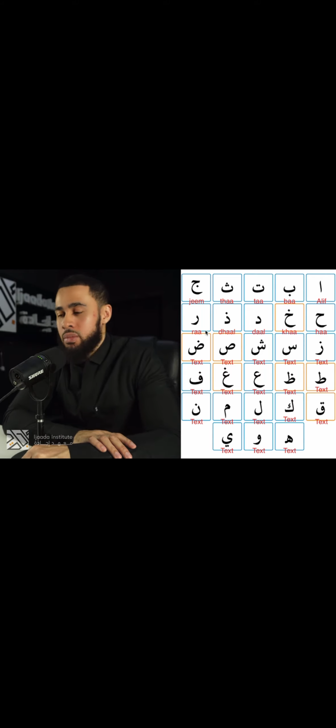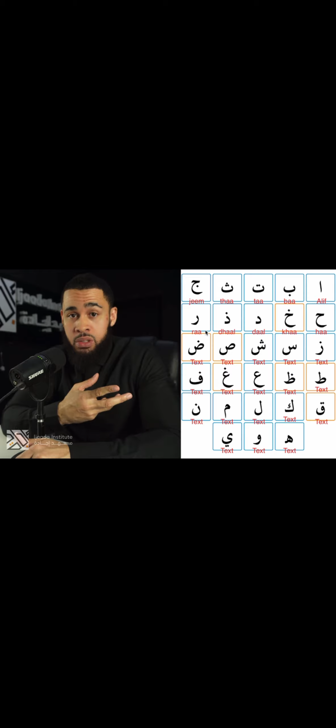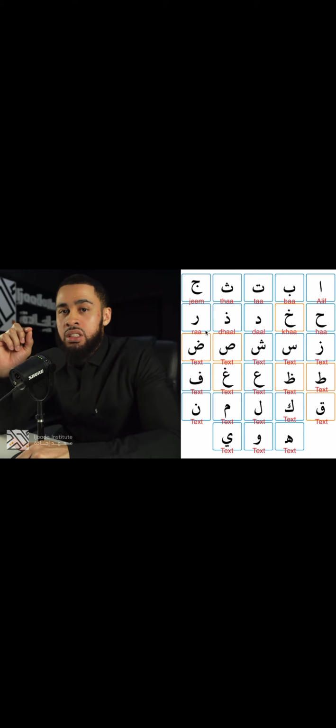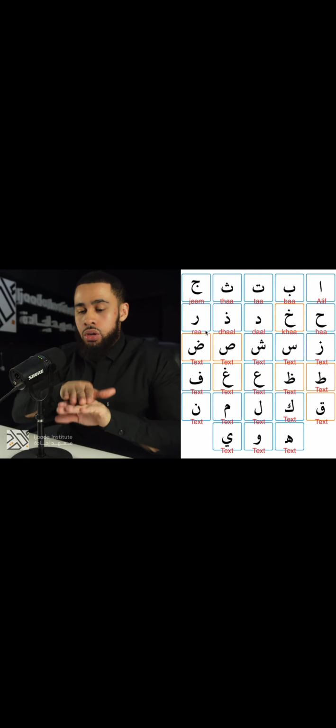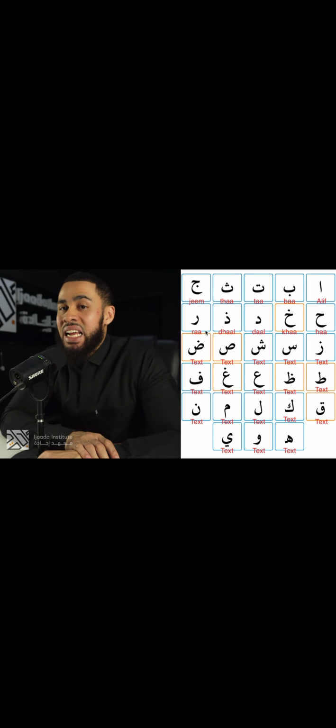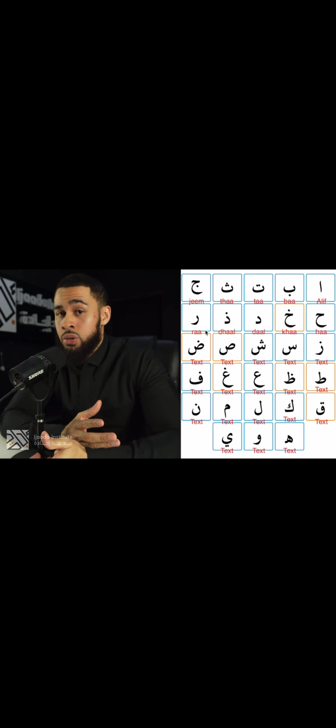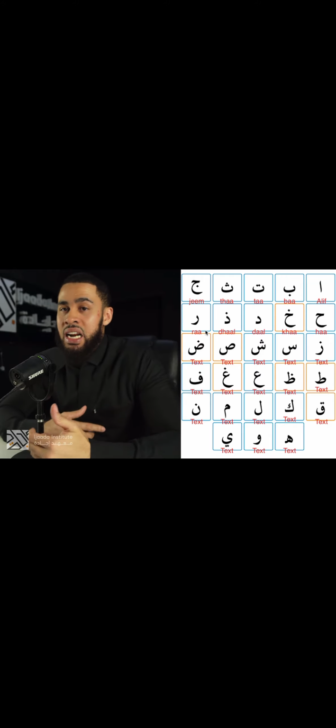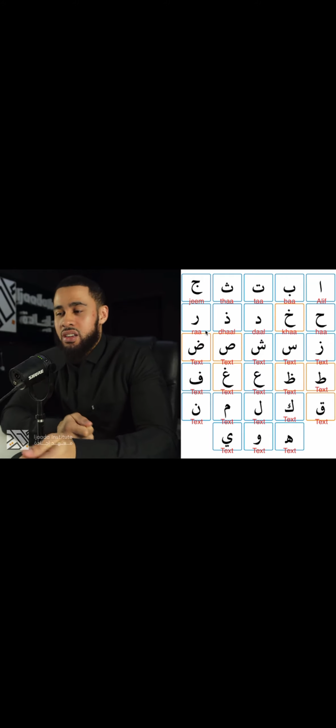But I'm exaggerating the rolling now for learning purposes. Later on, you learn how to just roll it once and say ra. For now, I want you just to let the tongue hit the upper palate. Some people naturally can do it, and some people need practice. But what I want you to try and do is roll that tongue. Roll the tongue. Ra. I used to look at machine guns like that.